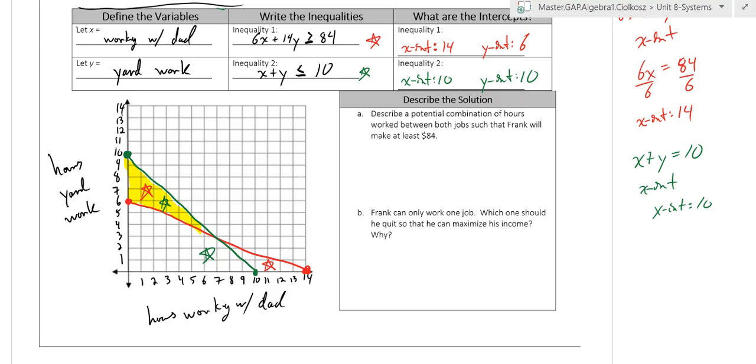Alright, so answering these questions. Describe a potential combination of hours so that this is satisfied. What that means is let's find something in the shaded region. I would suggest not picking something right on the lines just to make sure. So if I look here, well, 2 and 7. Or we could do 1, 7. That's definitely in there, right? So let's use 1 for my x, so that would be 1, 7 for my y.